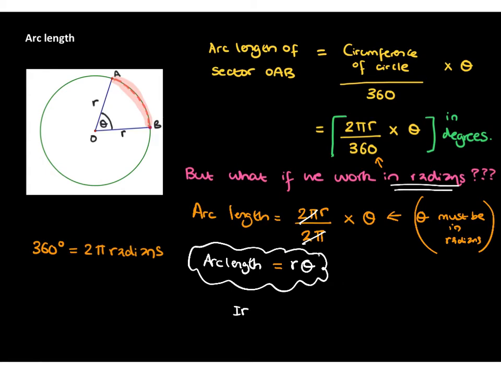This formula is a much, much simpler version of the formula that you learnt at GCSE in degrees, but it only works in radians. So make sure you've made a clear note of this. You can work out the arc length of any sector by multiplying the radius by the angle of that sector if the angle is in radians.